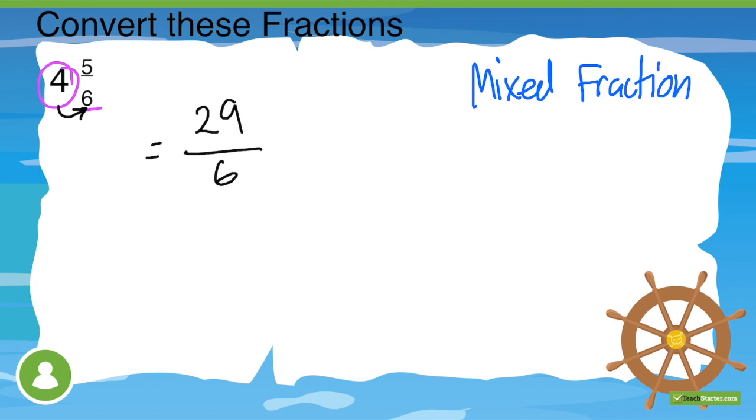Okay, so the process for that, I'll say it again. The whole number multiplied by the denominator, and then you take whatever that is and you add it to the numerator, and then you put it over the normal denominator. So it's 29 over 6. So that's how we convert our fractions.